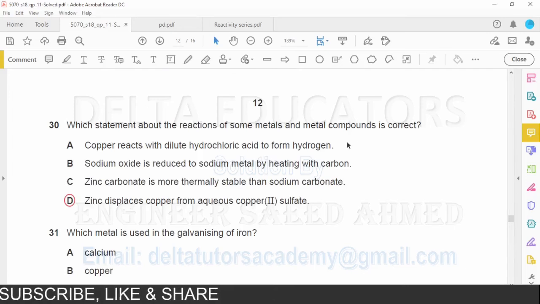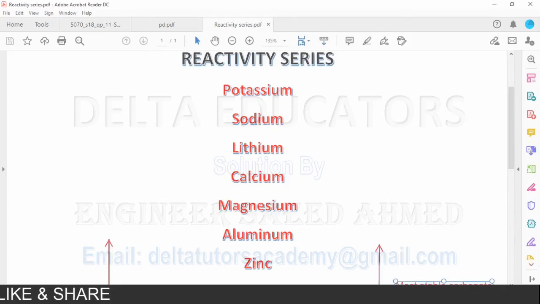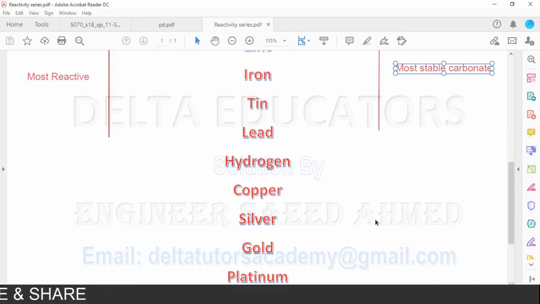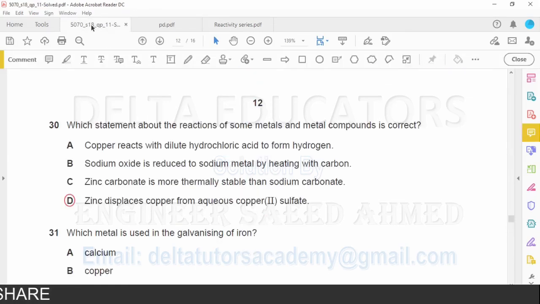Question number 30. Which statement about the reactions of some metals and metal compounds is correct? Option A, copper reacts with dilute hydrochloric acid to form hydrogen. No, copper cannot replace hydrogen because copper is less reactive than hydrogen. Here we have the reactivity series. It is hydrogen, then copper. Copper is less reactive than hydrogen, so copper cannot replace hydrogen.